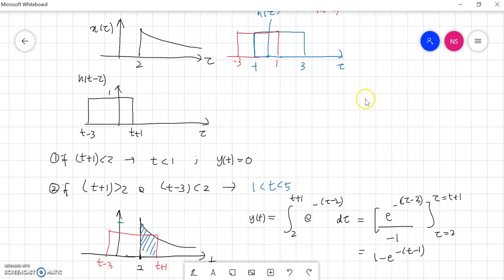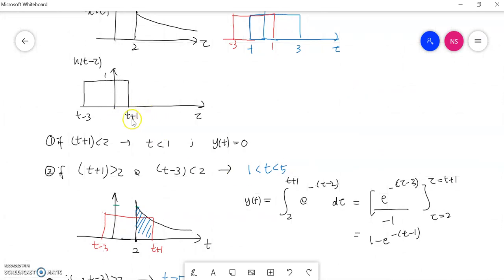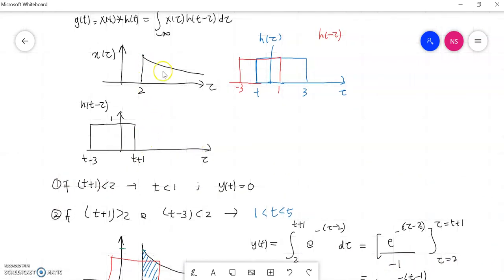So the result of the multiplication depends on the value of our t. So we consider several cases. If you look at the first one, if t plus 1 here is less than 2, and we are multiplying x(tau) with h(t minus tau), then whenever t plus 1 is less than 2, you will see that the multiplication of these two graphs will equal 0. Okay, so what happens if we start to move this towards the right side?